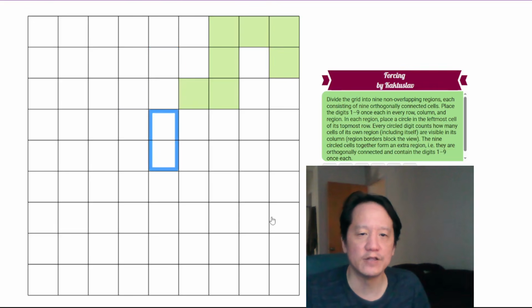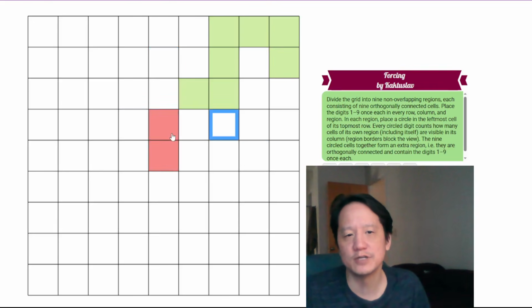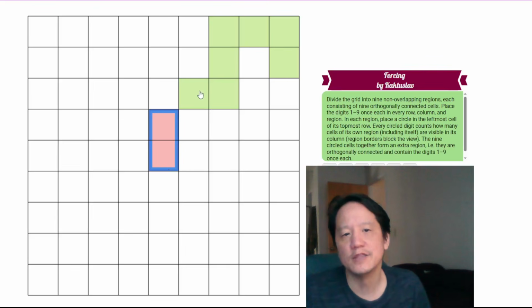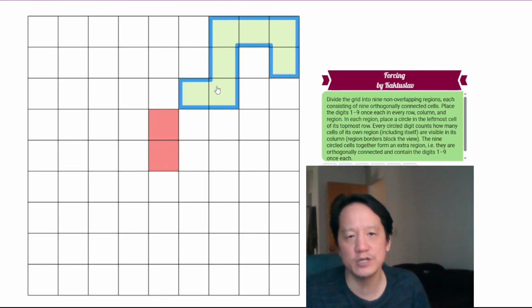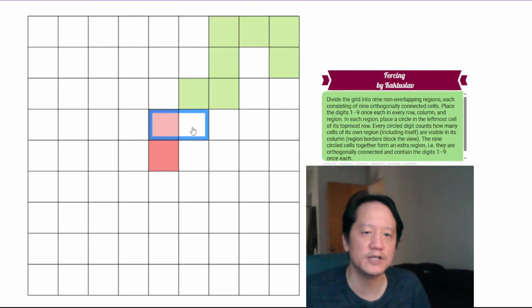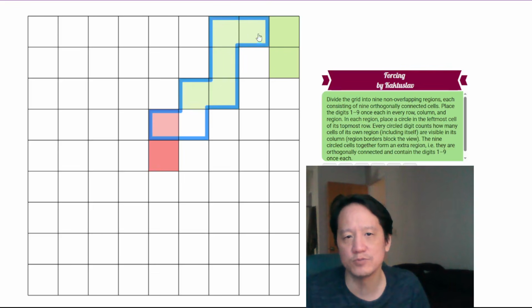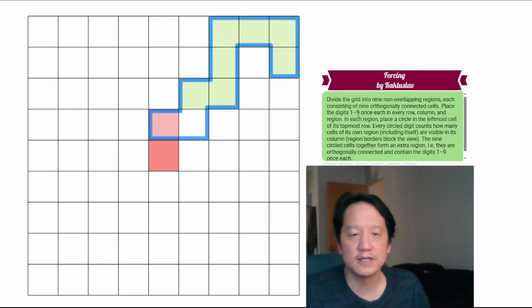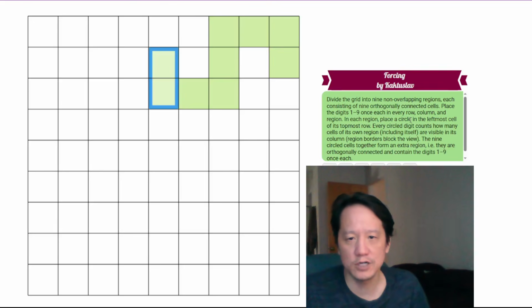This is not valid as an orthogonally connected region because these two cells, even though they can connect to each other by going through edges while staying within the region, cannot connect to the rest of the cells in the region by going through edges while staying within the region. They have to either go through a corner or exit the region by going through edges, which is not allowed. So that's an example of how orthogonally connected regions work.